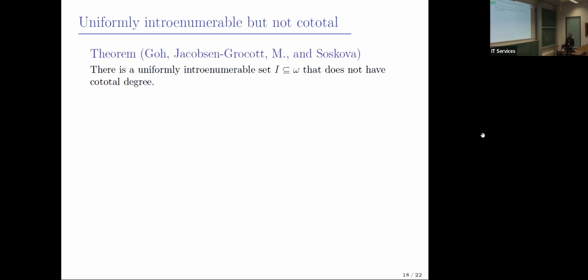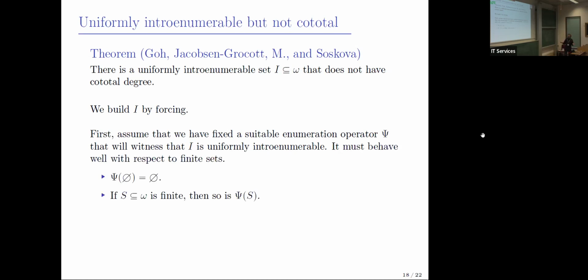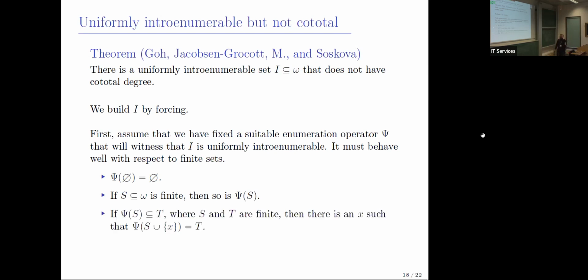All right. So I want to say a few words, a few slides' worth of words, about this proof, that there's a uniformly introenumerable set that does not have cototal degree. And we build this set I by forcing. So assume, first of all, that we fixed a suitable enumeration operator psi that will witness that I is uniformly introenumerable. And we want psi to be nice. It must behave well with respect to finite sets. Let's say it takes the empty set to the empty set. If S is a finite set, then so is psi of S.